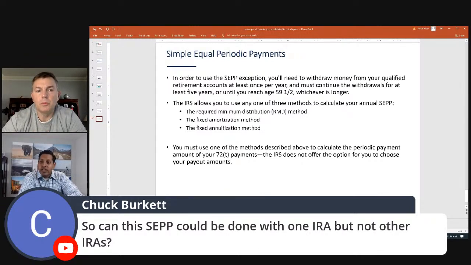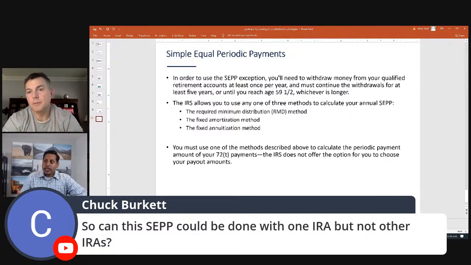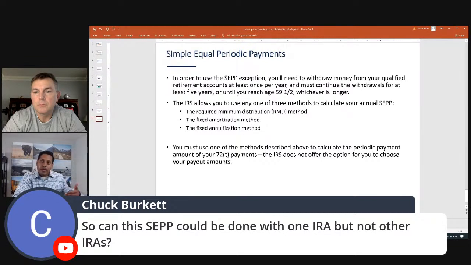Yes, Chuck, you're right. In fact, a lot of the times when we're doing a strategy like this, you probably want to carve out the amount that you're going to take and put it into a separate IRA and then deplete that IRA. That way you also have paperwork to show, like a paper trail that you did those simple equal periodic payments.